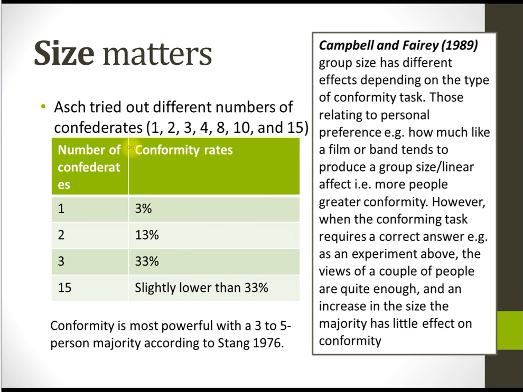Cabell and Ferry, 1989. Essentially, they distinguish between 2 tasks. One, a personal preference task, for example, how much you like a band, and the other, a task that requires a correct answer. In the personal preference task, conformity and size had a linear progression. In other words, as one went up, the other also went up.